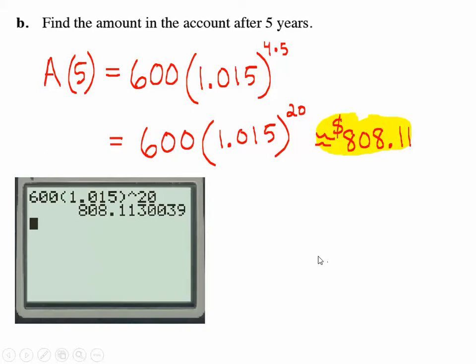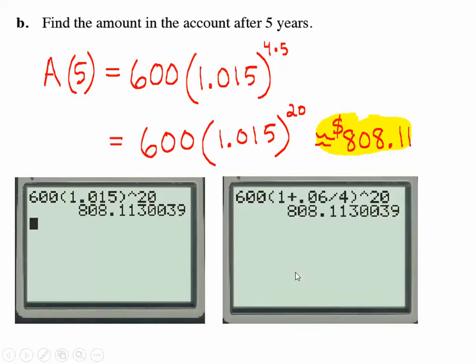Okay. So this is more like the pre-algebra number crunching problem. This is what we do. We number crunch and we're done. Part C. Oh, and what I wanted to show you real quick is the other way. If you were to punch in 1 plus 0.06 divided by 4, again, a calculator that will do all the order of operations for you will actually do all that right there. Okay, good there.